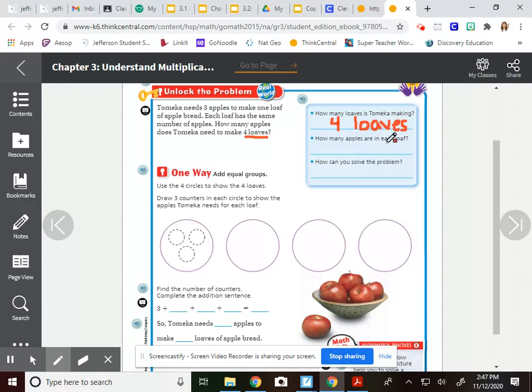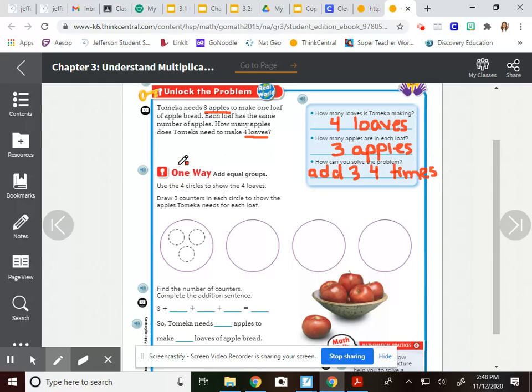The second question is, how many apples are in each loaf? Tamika needs 3 apples to make 1 loaf of apple bread. So we're pulling information right from the word problem, just like we pull information right from stories in reading. Then it asks, how can you solve the problem? Well, we can add 3 4 times because we're going to use repeated addition. Add 3 4 times. It's like skip counting by 3s as well.